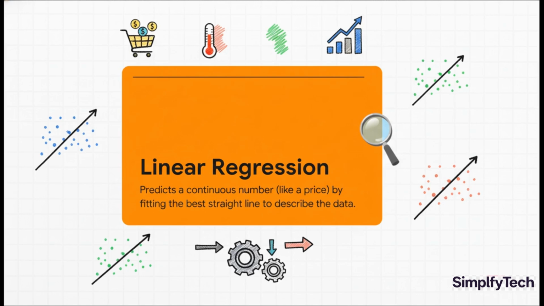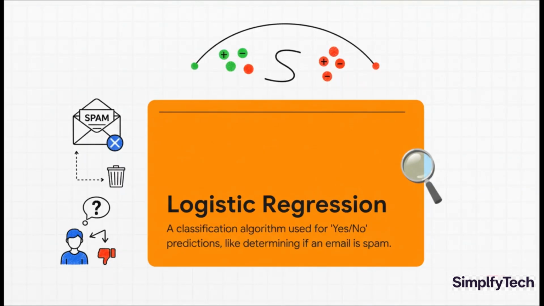It's all about finding the best-fitting straight line to describe the relationship in your data. But what if your question is a simple yes or no? Things like, is this email spam or will this customer churn? For that, logistic regression is the tool. It's designed to predict the probability of one of 2 outcomes.